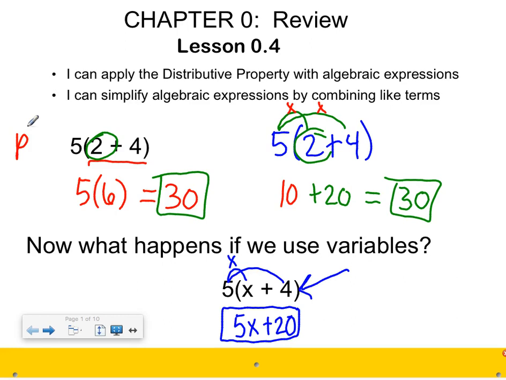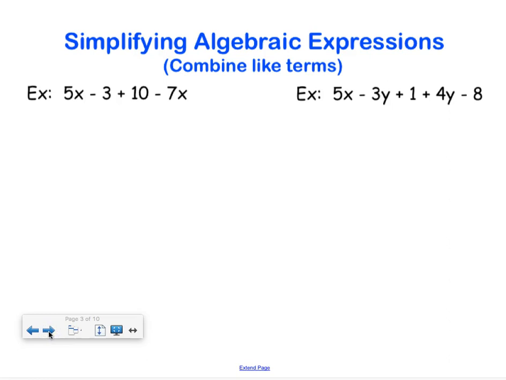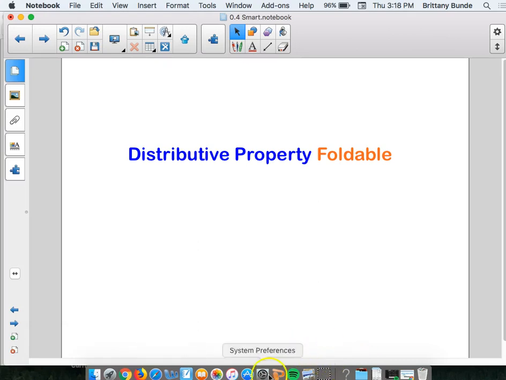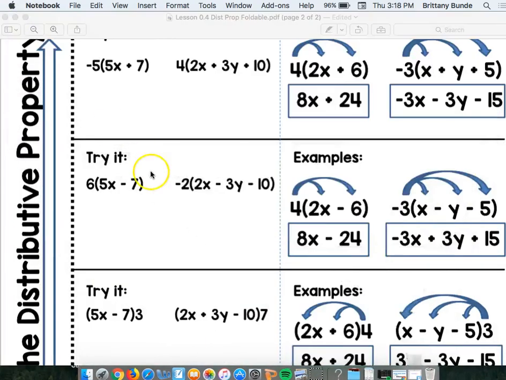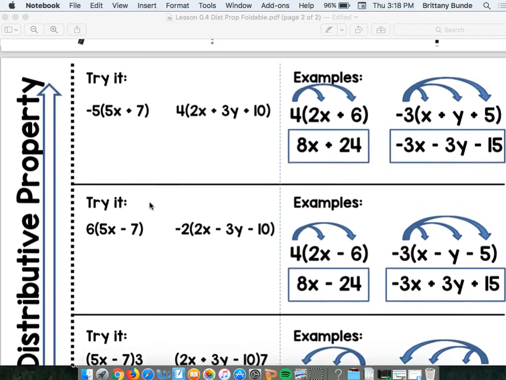Now, I would like you to take the foldable and glue it into your notebook. You're going to glue it so it opens, so you can see the words distributive property. You're going to glue on the side that's blank, okay? And then when you open up the flap, it should look like this. So when you open up the flap, this is what you'll see.